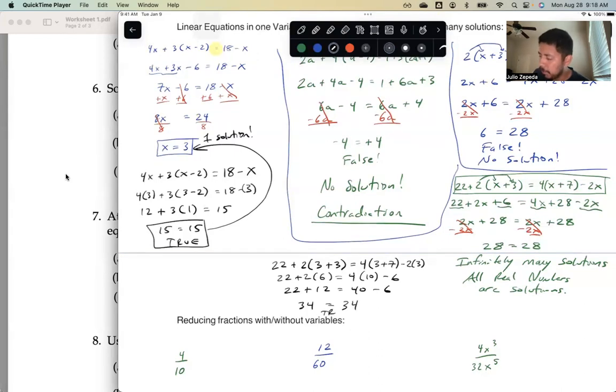Notice this came out true. That shouldn't be a surprise, because when we tried to solve this algebraically, we got a statement that is always true. 28 is always equal to 28. And that implies that any value you plug in for x in this equation will be a solution. It will produce a true statement.